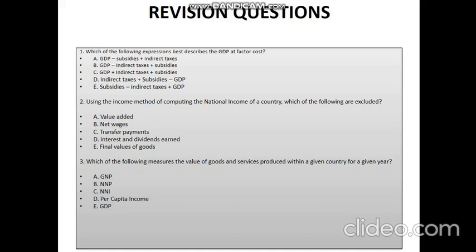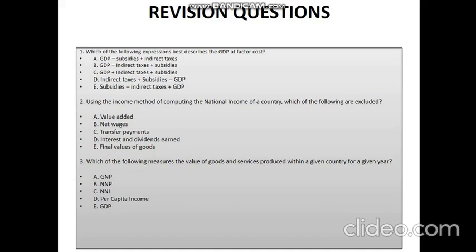Question number 2. Using the income method of computing the national income of the country, which of the following are excluded? A. Value added. B. Net wages. C. Transfer payments. D. Interest and dividends earned. E. Final values of goods.